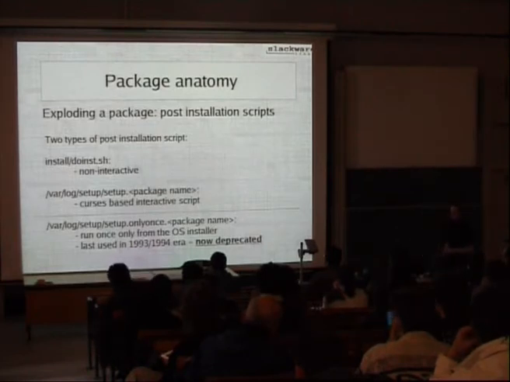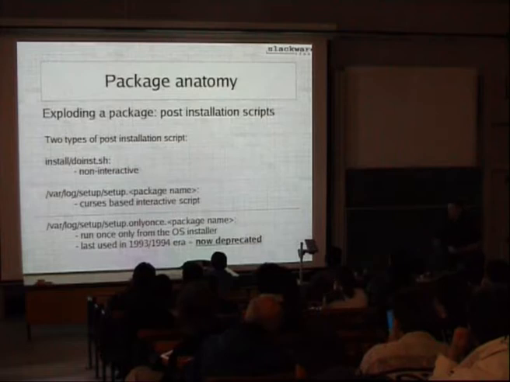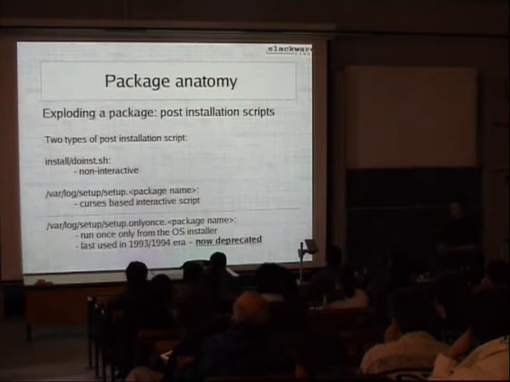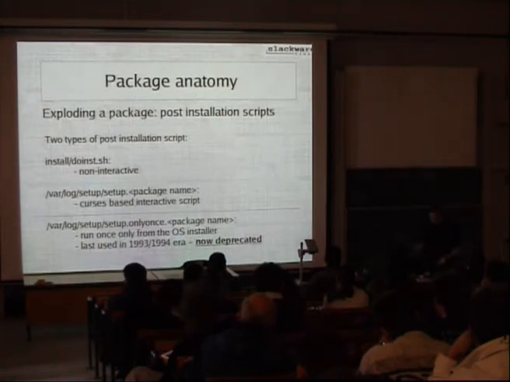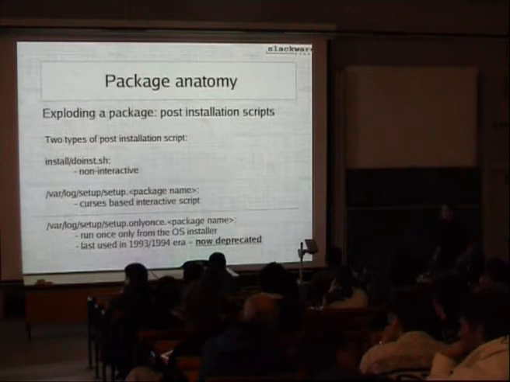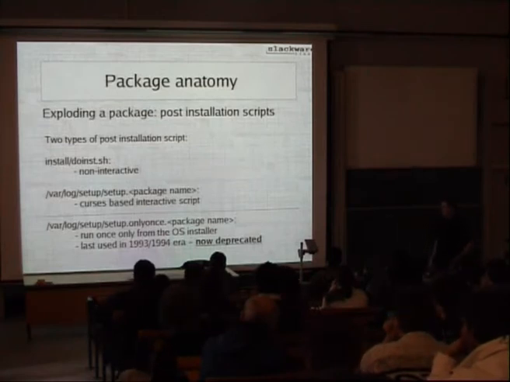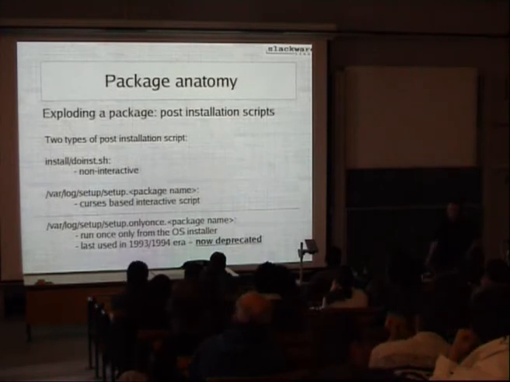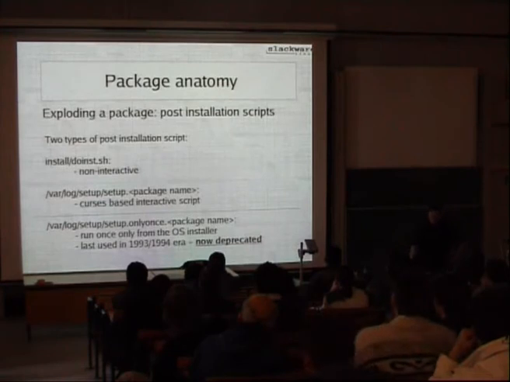The second one is the setup script. The first one is a non-interactive script. You don't interact with it at all. It just does its stuff and it finishes. The second script is a curses-based interactive script. Such scripts you'll find in the Apache package and the OpenSSL package. These are basically helper scripts to help you configure the package in certain ways. So in the OpenSSL script, you can set the IP address and the name of the website and so on. These are actually less common than the install doinst scripts. The third script should no longer be used. In fact, it doesn't really work properly. Support for it is still there. These scripts used to only be run by the old installer, and they were last used in the 1993-1994 era. They're now deprecated, and you won't find a single one of these scripts in any packages in later versions of Slackware.